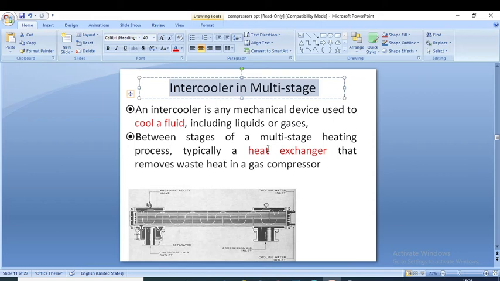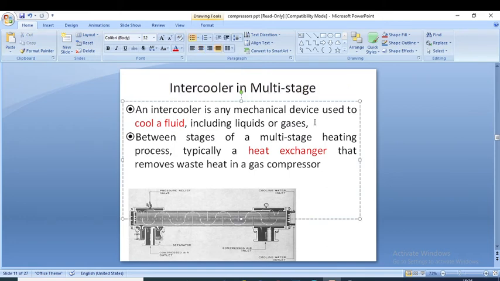Why are we going to use the intercooler? Because the intercooler reduces the temperature of this air, and it also reduces the work required for the compression. That's why intercooling is required, to reduce the temperature of the air or fluid. An intercooler is a mechanical device used to cool a fluid, including a liquid or gases, between the stages of a multi-stage compression process. Typically it is a heat exchanger that removes waste heat in a gas compressor, and it is called the intercooler in multi-stage.